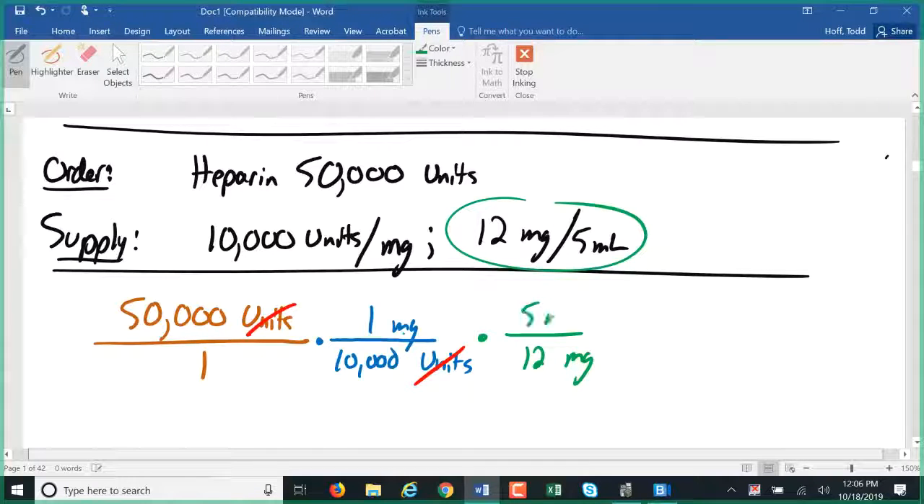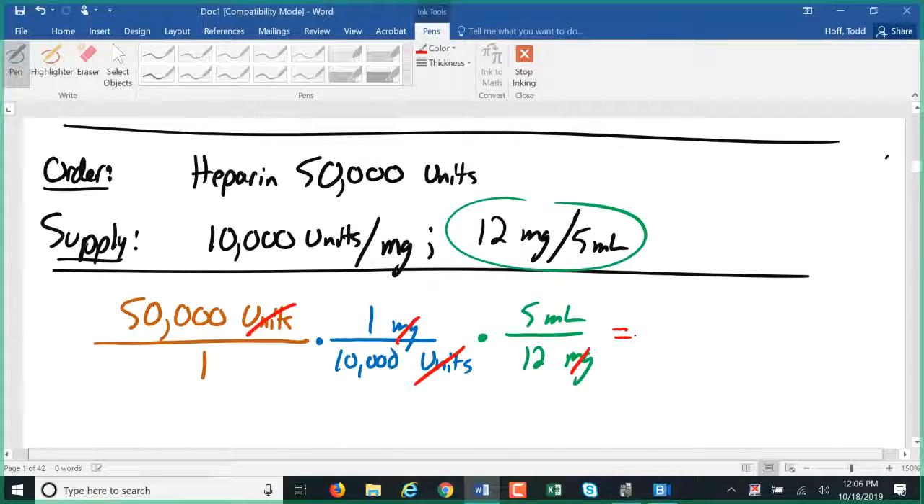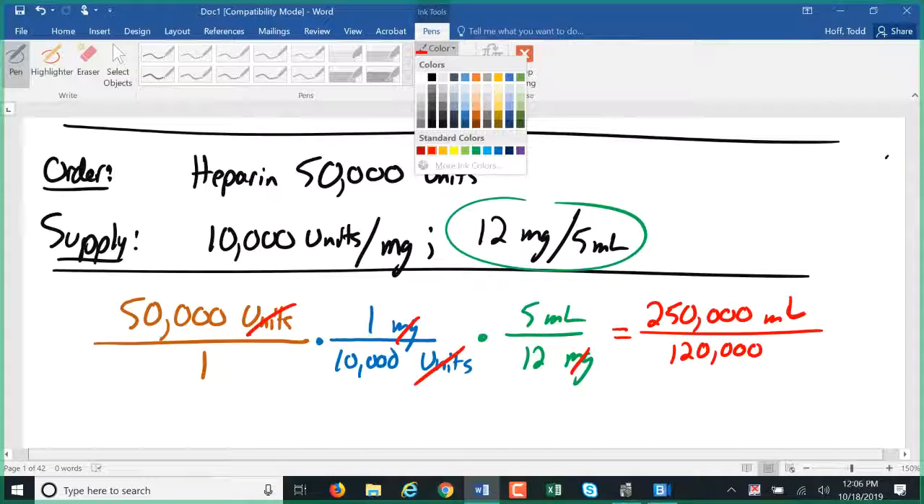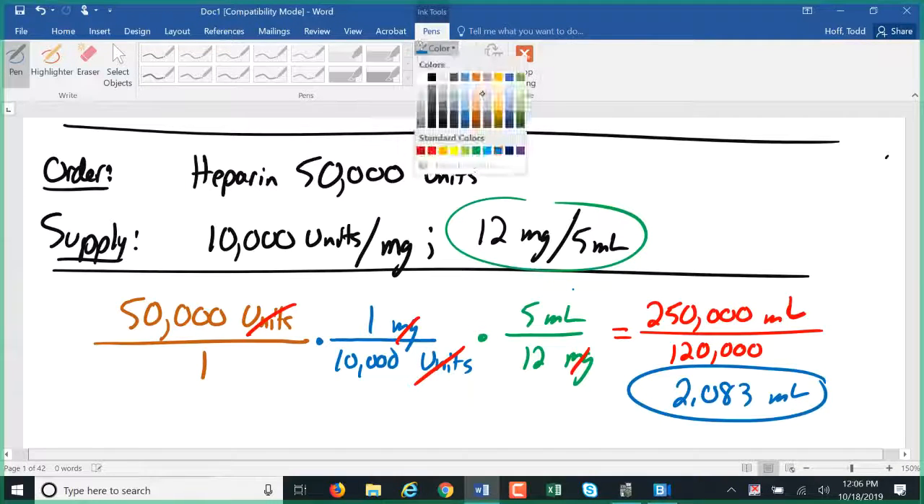12 milligrams, 5 milliliters, which we rounded down. The milligrams cancel. So on top, 50,000 times 1 times 5 milliliters is 250,000. On bottom, 1 times 10,000 times 12, 120,000. If we divide that out, what do you get, like 2.083 milliliters? Good job, not bad. I'm glad I asked you so I could go back and see. Yeah, I forgot the 12.